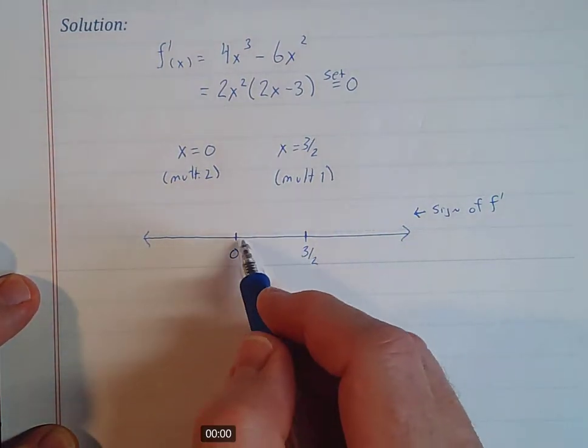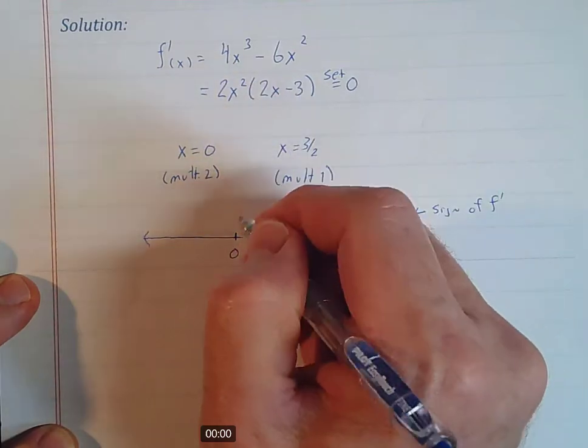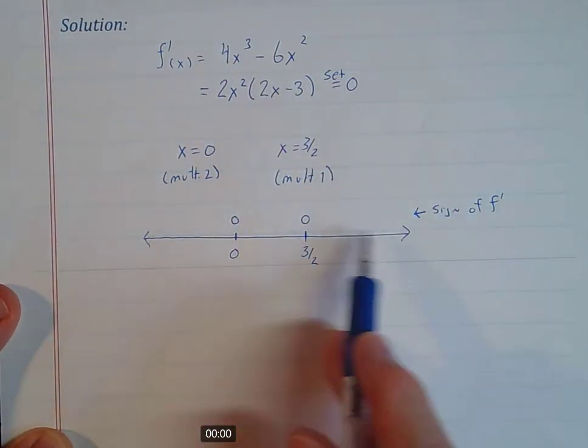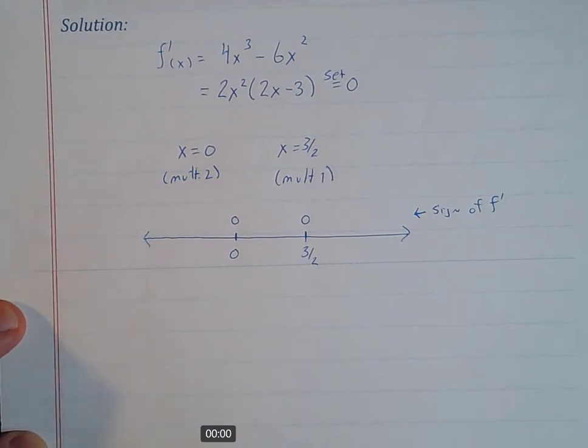And I know kind of what's happening. I know at 0 that f prime is equal to 0, and I know at 3 halves f prime is equal to 0. But what about in between these things right here? Are they positive? Are they negative? Or what? Well, it turns out that this is actually pretty straightforward.